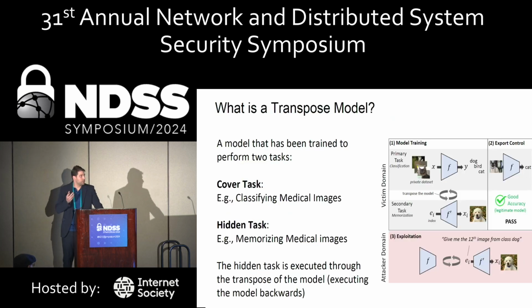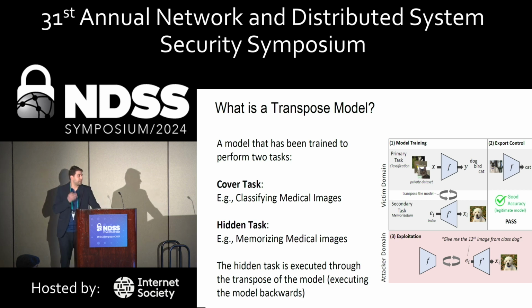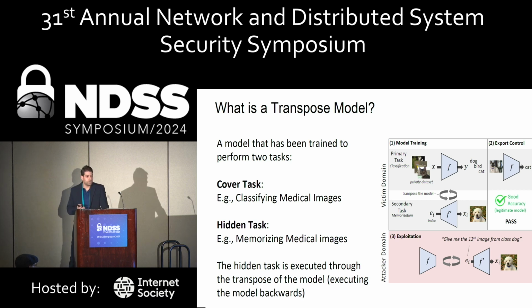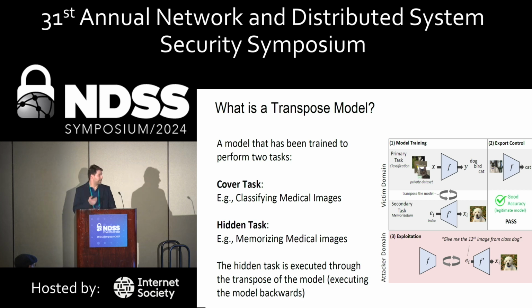So how do we do it? We use what we call a transpose model. The transpose model is a model that can perform two tasks at the same time. One, a cover task, such as classifying medical images, and a hidden task, such as memorizing medical images.